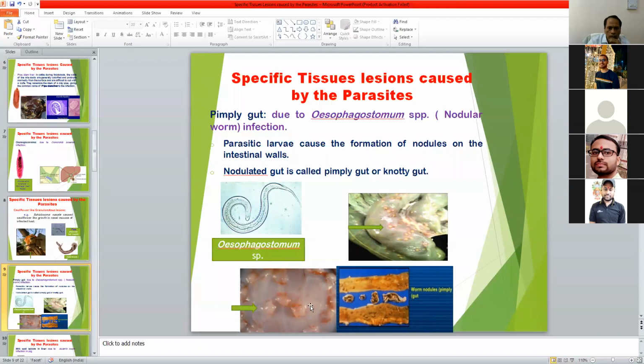These are the nodules caused by the larval stage of Oesophagostomum. Generally the fourth stage larva is surrounded by the tissue and forms nodules. So this is the pimply gut. A nodulated intestine is known as pimply gut, and the nodulated knotty gut is caused by Oesophagostomum, a nematodal parasite.